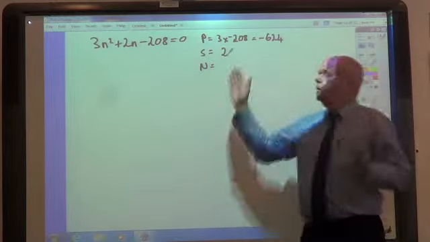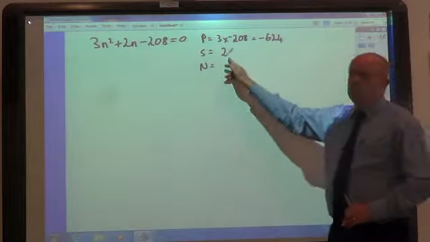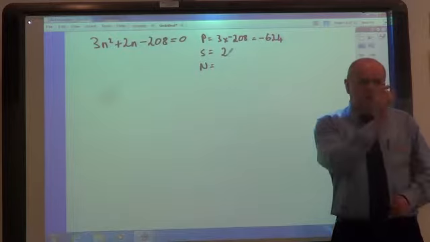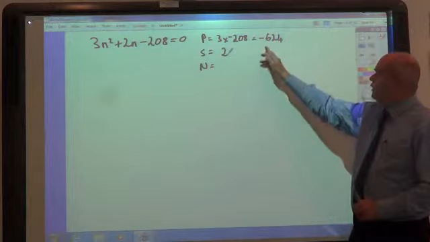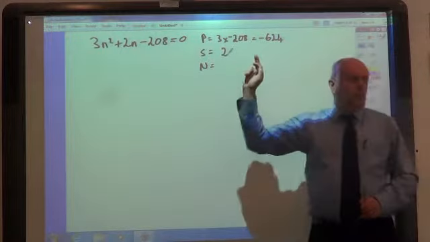However, this is giving us a few hints. What's the 2 suggesting? There's not much there, they must be very close together. What's this negative sign telling us? That one of them has to be a minus.